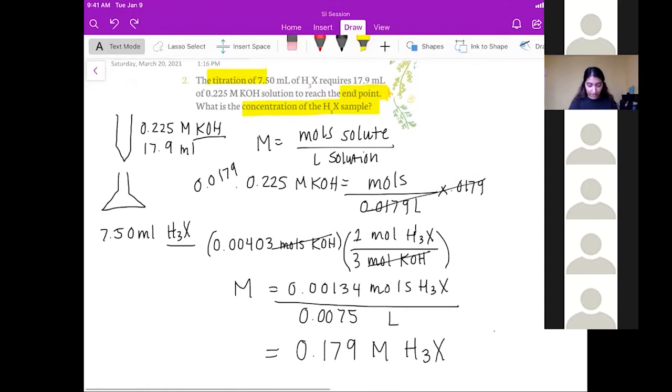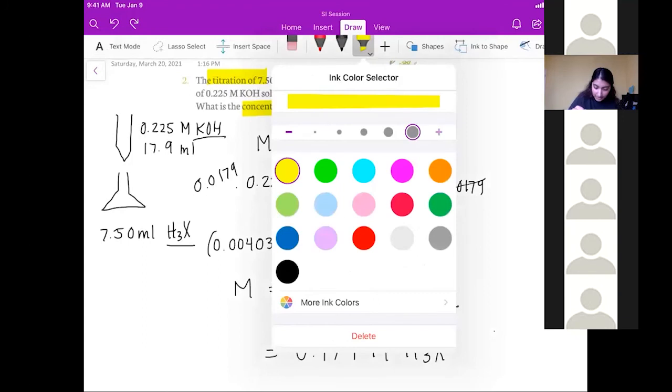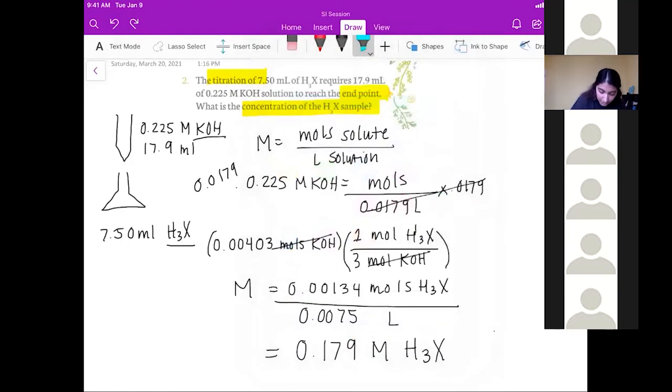How did you get 3 moles of KOH? The way I got 3 moles of KOH is here. Let me change my highlighter color. In KOH, you only have 1 hydrogen, but in the unknown acid, you have 3. So in order to make 1 acid, you need 3 KOHs. Does that make sense? It's based on the number of hydrogens. Does that answer your question, or do you want me to explain it a little bit more?